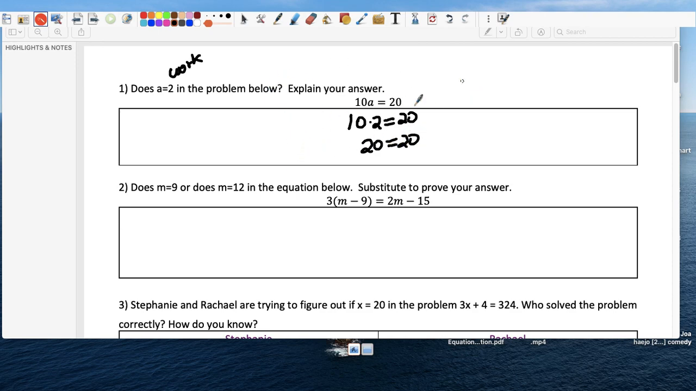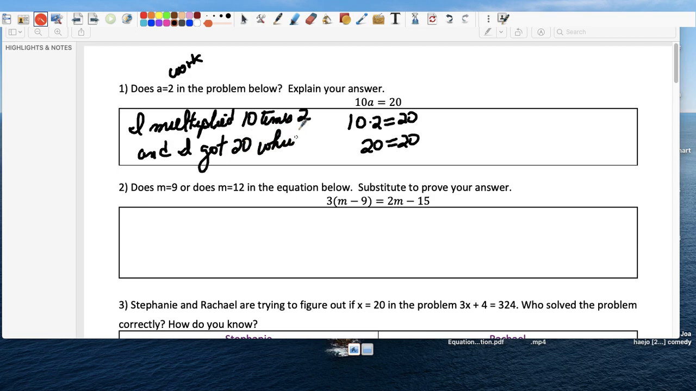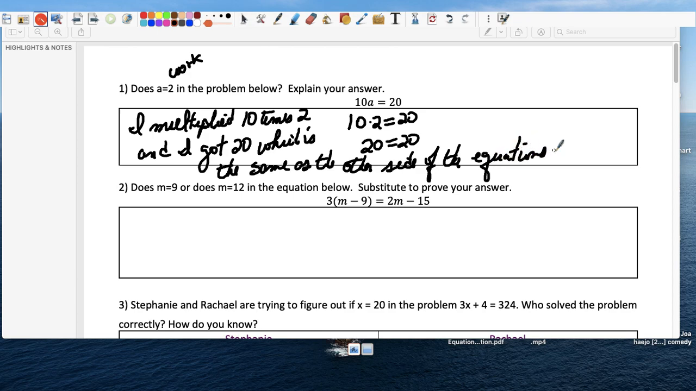Explain your answer, so you can write: I multiplied 10 times 2, and I got, me salió 20, which is the same, que es el mismo, as the other side of the equation, el otro lado de la ecuación, the other side of the equation, right? So what do we want? Queremos que el lado derecho y izquierdo sean iguales. We want the left side and the right side to equal each other.